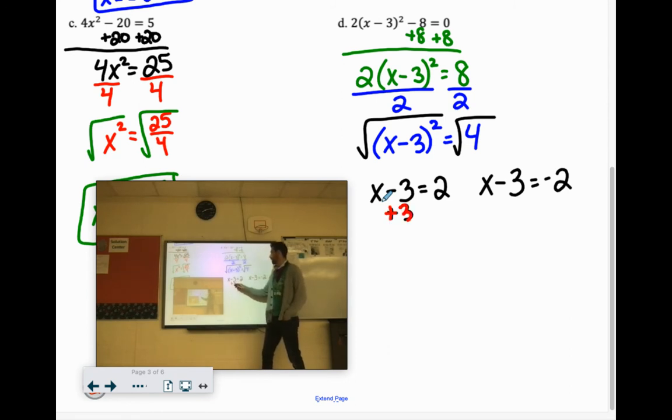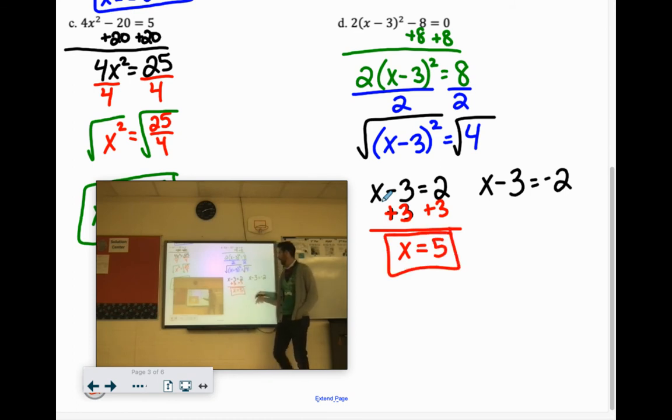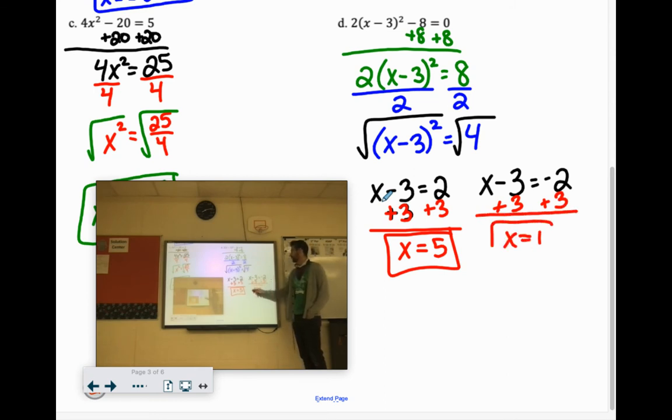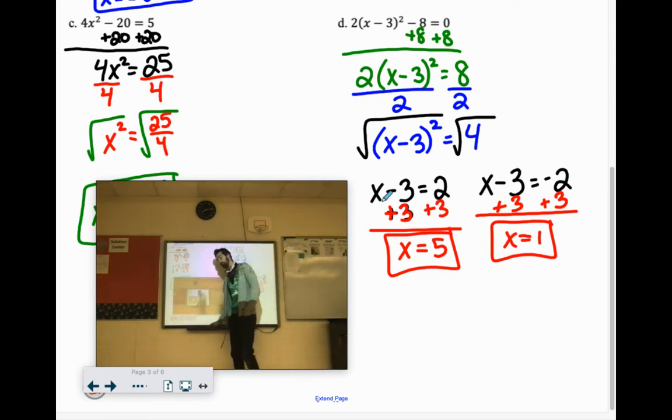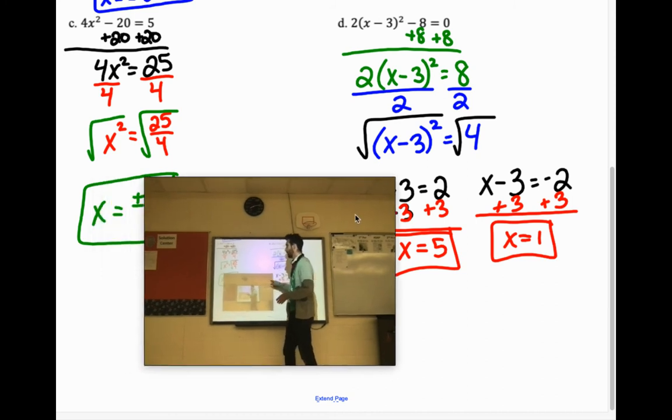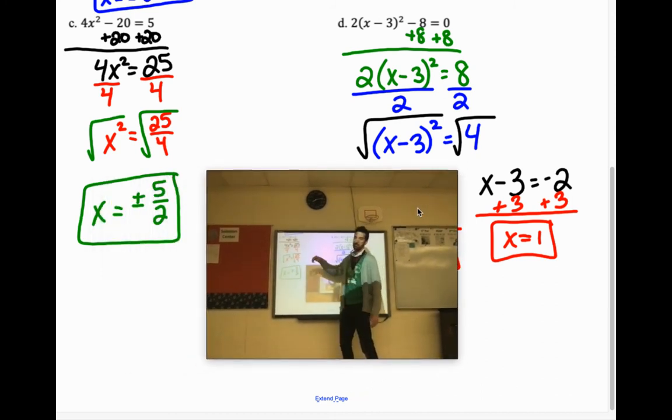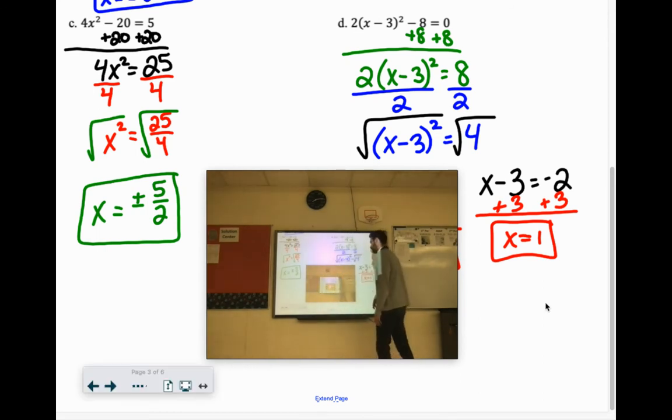Let's keep it cute and colorful over here. 2 plus 3 is 5. Over here, if we add 3, -2 plus 3 gives us 1. If you take either of these values and substitute it into the original equation, they both work. Same with here, 5 over 2 and -5 over 2. If you insert both of them into the original equation, they both work out.